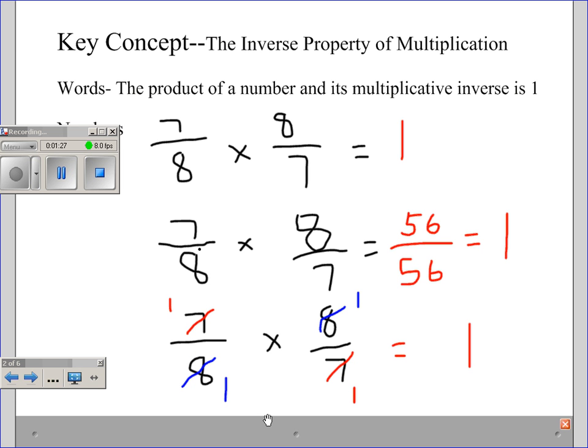Or another way is to divide. You're going to divide the 8. 8 divided by 8 is 1. 7 divided by 7 is 1. So you would get 1/1, or 1. This is showing the inverse property of multiplication.